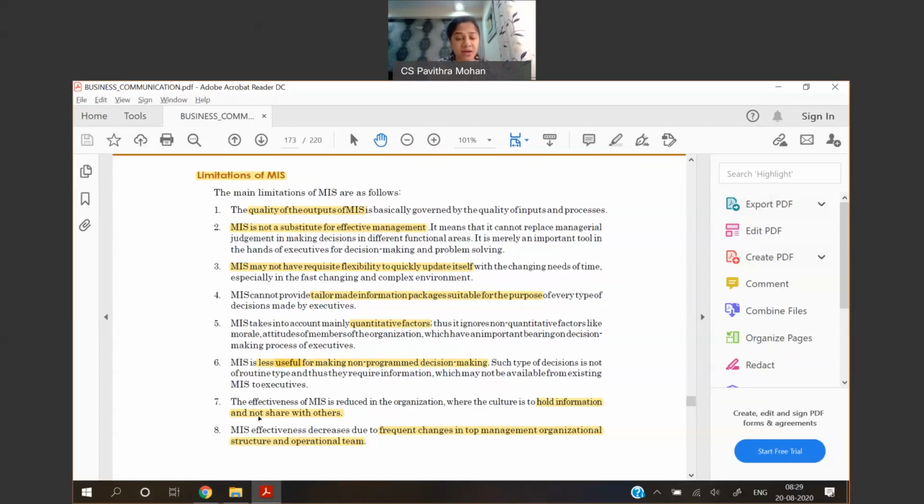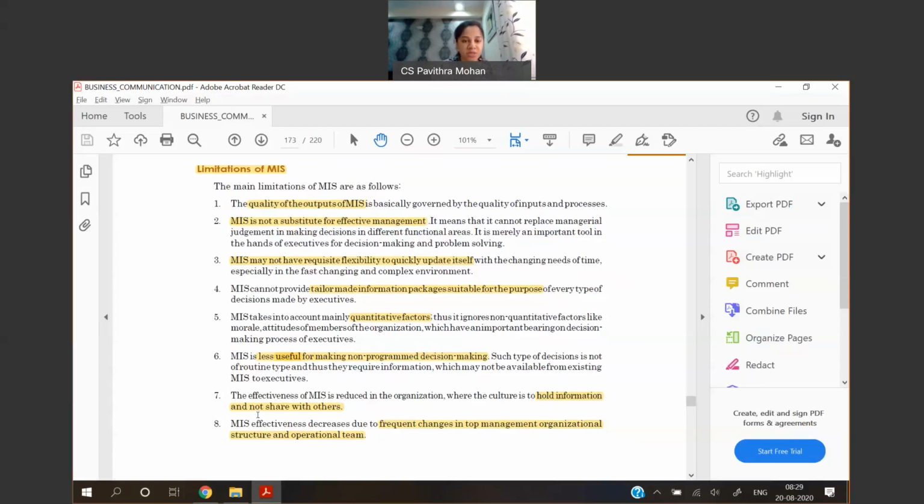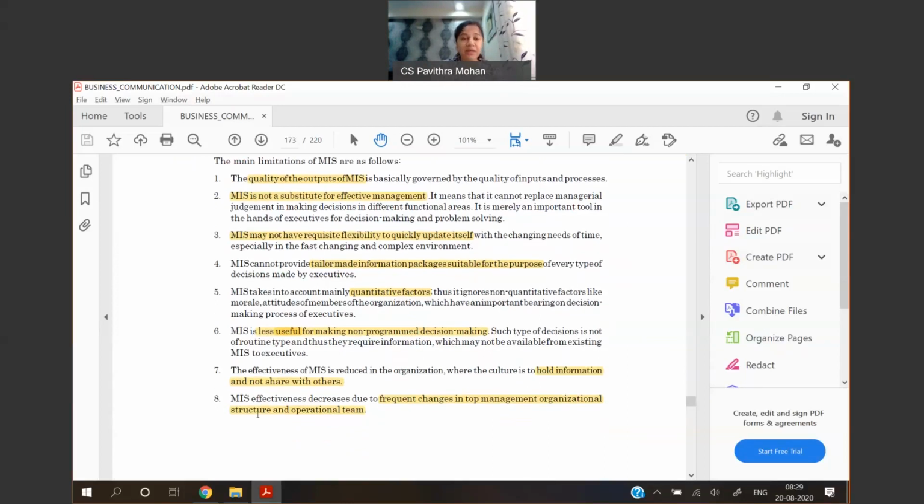MIS may not have the requisite flexibility to quickly update itself. When it has to update manually, it will ask, can I update your software? Only when we say yes will it go ahead and update, otherwise updating is not possible. Then tailor-made information packages suitable for the purposes. When I buy Tally or SAP, it is restricted. For the amount I pay, it is going to provide me service. It won't provide any additional service. So there is a limitation that there is a cost involved, and my work will be as per the payment I have made.